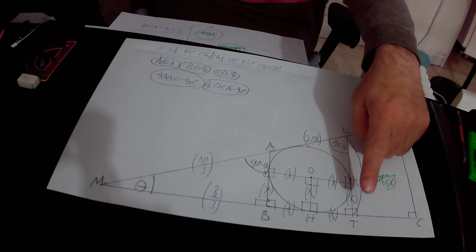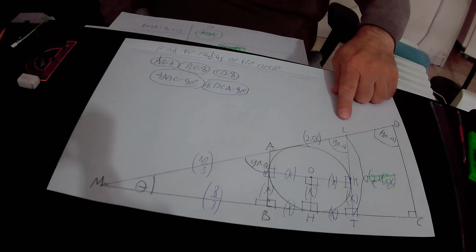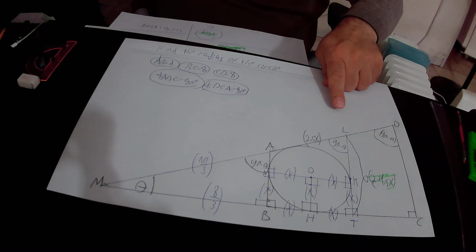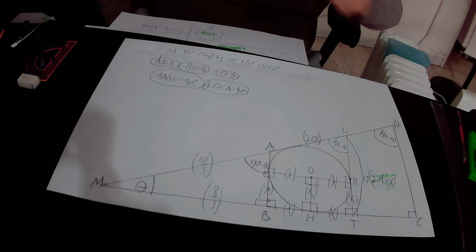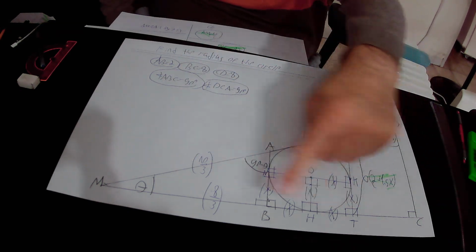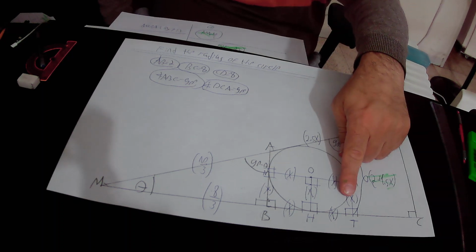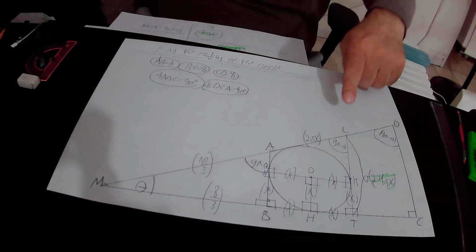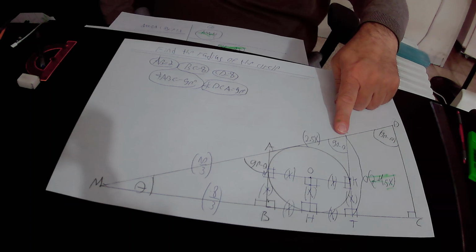Then we extended the perpendicular TK by a straight line until it touches side DA at point L. By doing this construction, we created the right triangle LTM. In the right triangle LTM, this angle equals 90 degrees, this angle equals theta, therefore the missing angle here must be equal to 90 degrees minus theta.